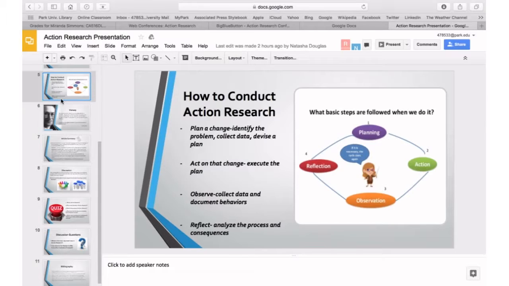Third, you're going to observe, collect data, and document all behaviors. Lastly, you're going to reflect. That's where you're analyzing the process and the consequences. One more step is added, and that's actually to repeat it all over again should you need to.